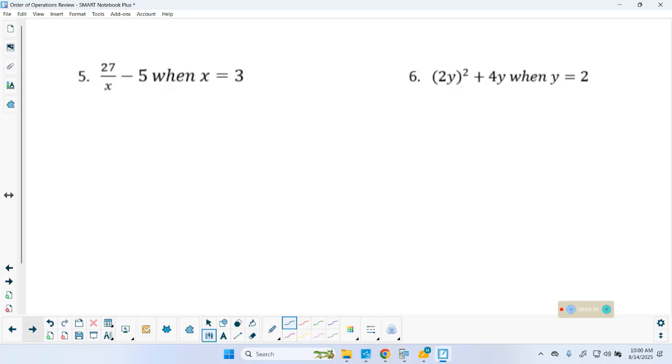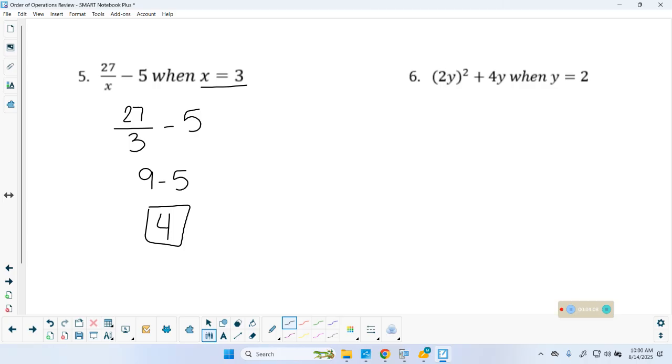5 and 6 we are evaluating still, but now we're going to have to plug the number into the variable. For 5, 27 divided by x minus 5 when x equals 3. That means we're going to take 3 and plug it into the x of our equation. So it's going to end up being 27 divided by 3 minus 5. So now we are going to evaluate. We know we have to do our division first. 27 divided by 3 is 9. 9 minus 5 gives us 4.